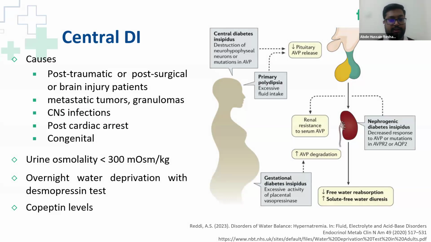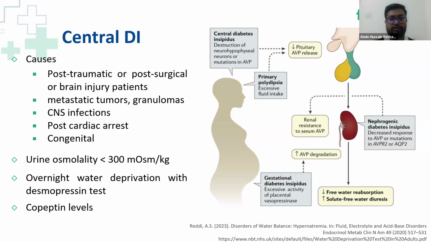Now, the urine osmolality that we observe is less than 300 milliosmoles per kg, and an overnight water deprivation test with desmopressin can help us identify the central DI. Also, copeptin levels can be checked, which is a precursor or a marker of how much vasopressin is present.